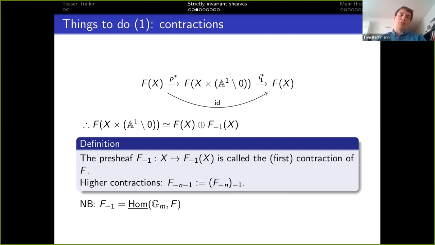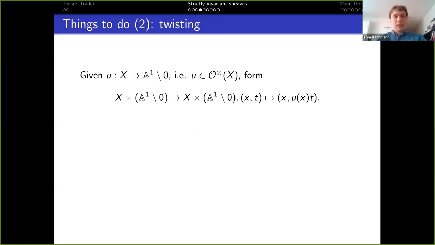So that's the first operation. Then the next operation which we need is the so-called twisting. This is a pervasive thing which occurs all the time for obvious reasons, but it's also really annoying. So let me try and tell you about it. How does this work? This time, again, we start with a smooth variety, and we also start with a unit on it, an invertible function. Let me call it u. So it's just a map from X to A^1 minus 0.